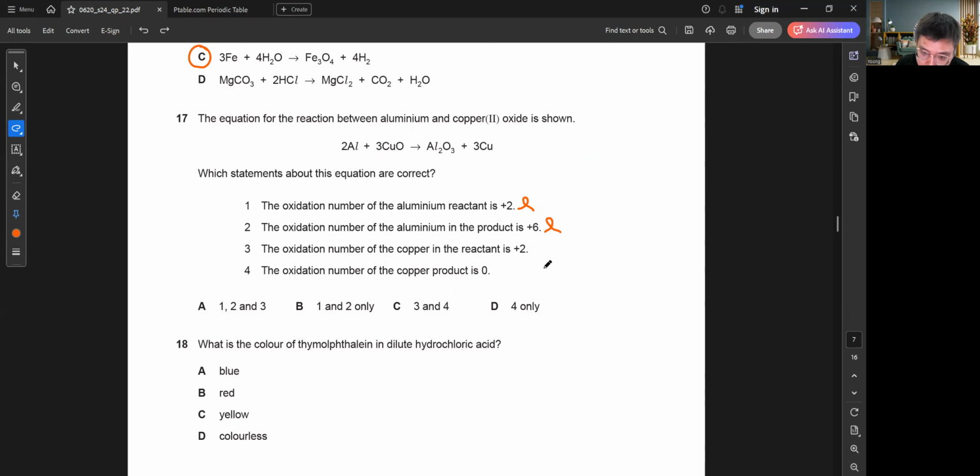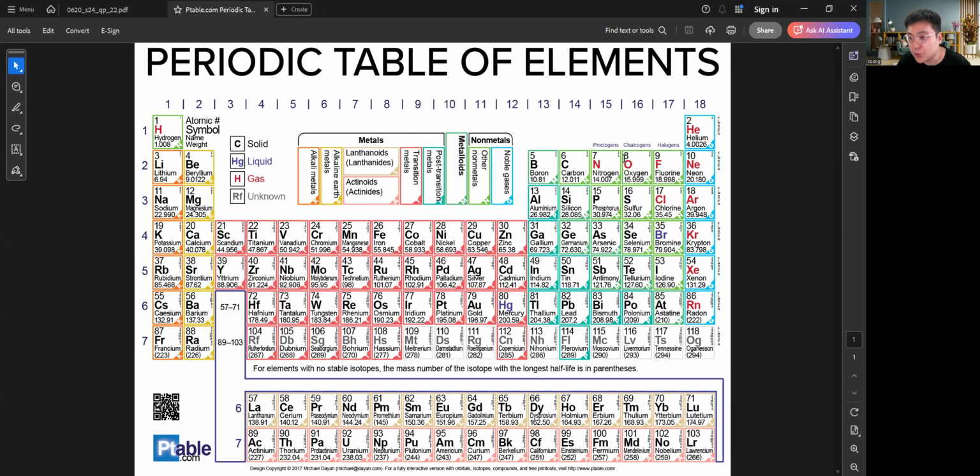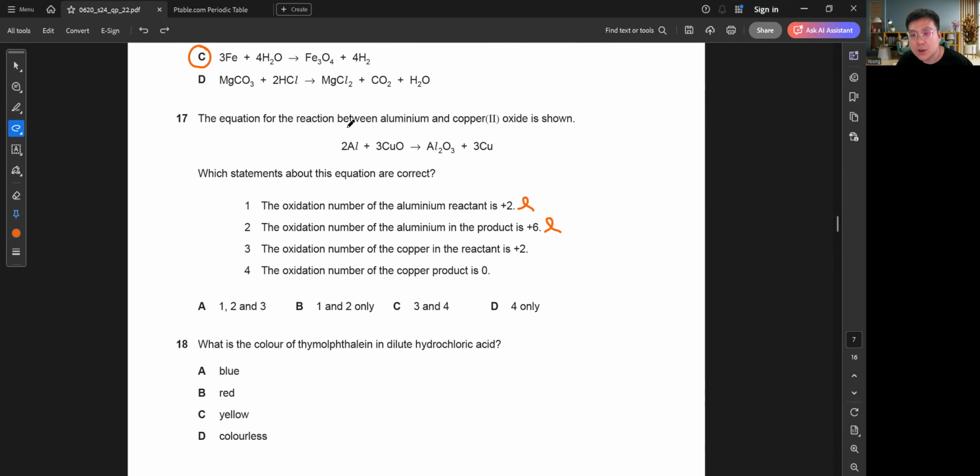Number 3, the oxidation number of copper in the reactant. Yes, here, because it's combined with oxygen, if students look at the periodic table, they can see that O is 2 minus because it's 2,6, so it needs to take in 2 electrons. Then they balance with 2 minus, which means Cu can only be 2 plus. Or we can just memorize it from our polyatomic ion table. And number 4, the oxidation number of copper product is 0. Yes, because outside here, the copper product is not combined with any negative. So therefore, the charge is 0. So the answer is 3 and 4.